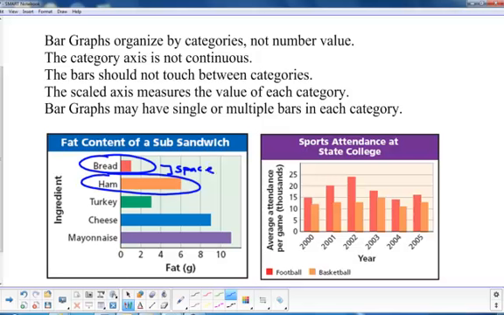The scale measures each value. And the bar graph may have single or multiple bars in each category. So over here we have two things we're comparing, football and basketball, for each individual year. So the year 2000 and the year 2001, and there's this space. So that's a bar graph.